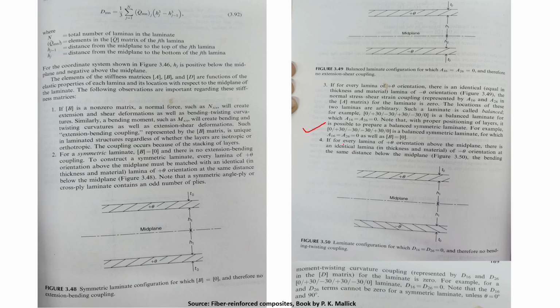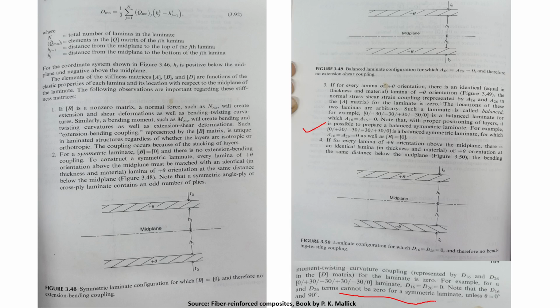Condition 4: if for every lamina of plus theta orientation above the midplane, there is a lamina identical in thickness and material of minus theta orientation at the same distance below the midplane, the bending moment-twisting curvature coupling represented by D16 and D26 in the D matrix for the laminate is 0. For example, for a 0, plus 30, minus 30, plus 30, minus 30, 0 laminate, D16 and D26 are equal to 0. Note that the D16 and D26 terms cannot be 0 for a symmetric laminate unless theta is equal to 0 or 90. So you have to remember this condition.